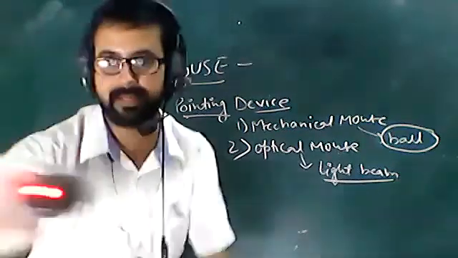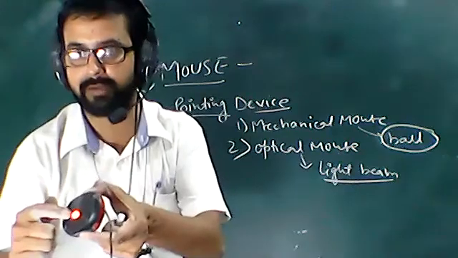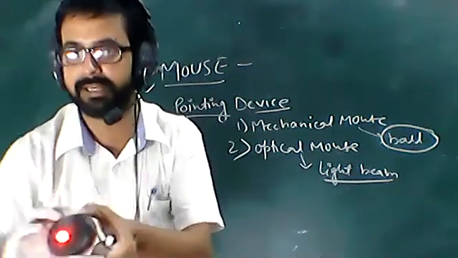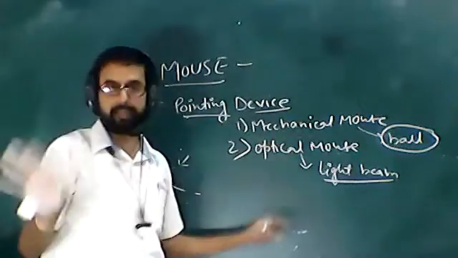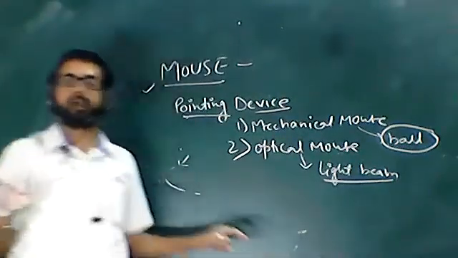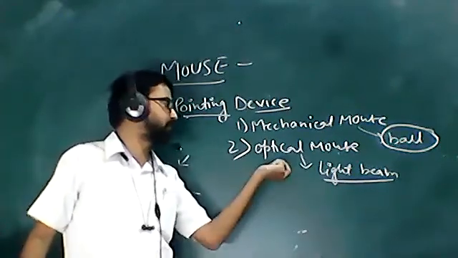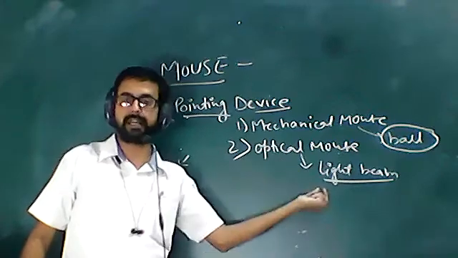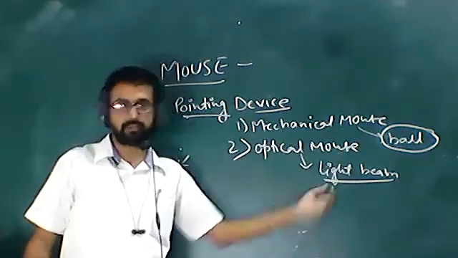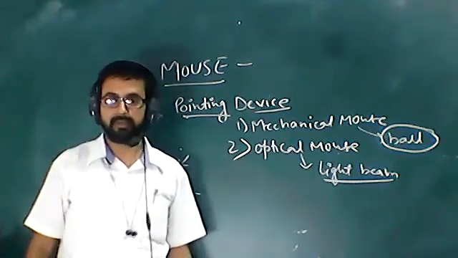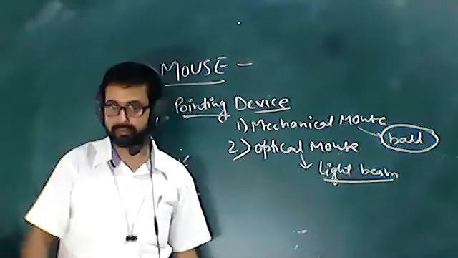You can see the light here. This type of light beam. Red light, looking to everyone? This is the light beam, so it works on the light beam. Nowadays the mechanical mouse is totally closed. No one is using any ball type mouse. Everyone is using what? Optical mouse, which contains a light beam. With the sensor of light beams, the cursor moves over the monitor.